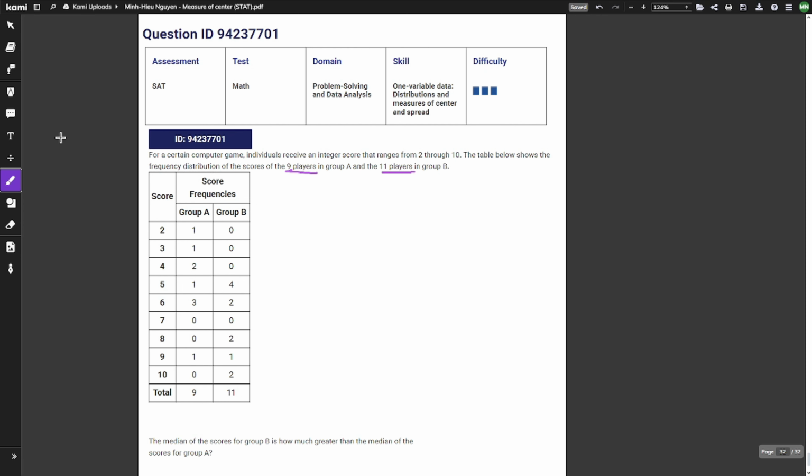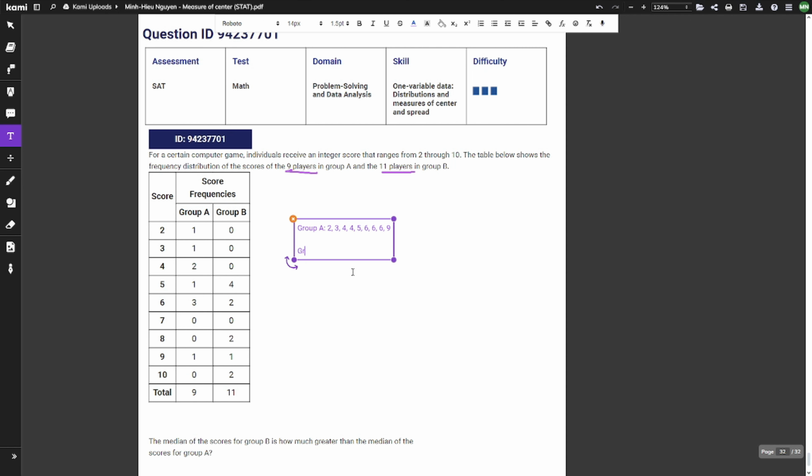Instead, let's just go ahead and write out our list. So we know for Group A, we have 1 2, 1 3, 2 4s, 1 5, 3 6s, no 7s, no 8s, 1 9, and no 10s. And then as for group B, we have no 2s, no 3s, no 4s, 4 5s, 2 6s, no 7s, 2 8s, 1 9, and 2 10s.